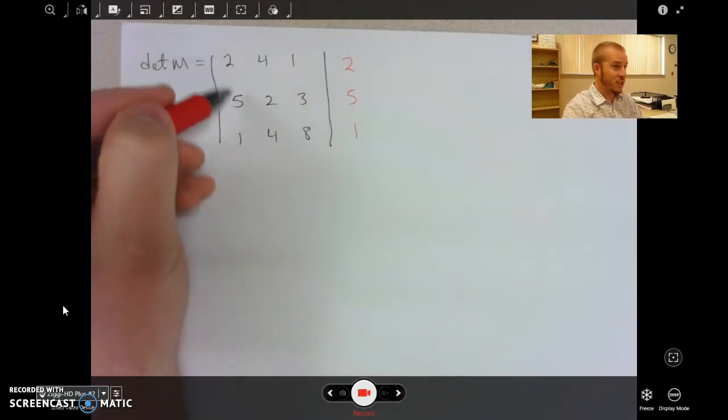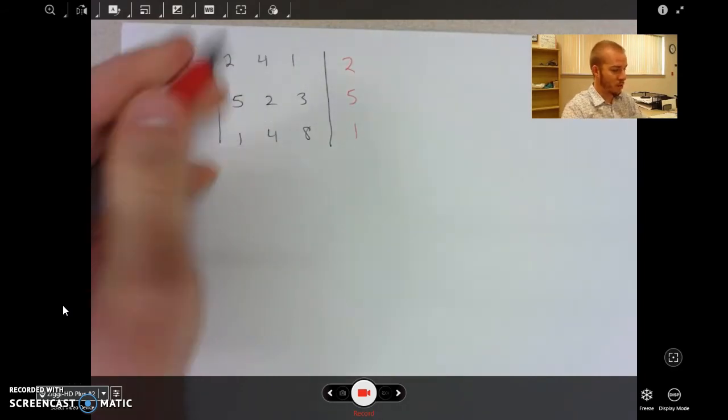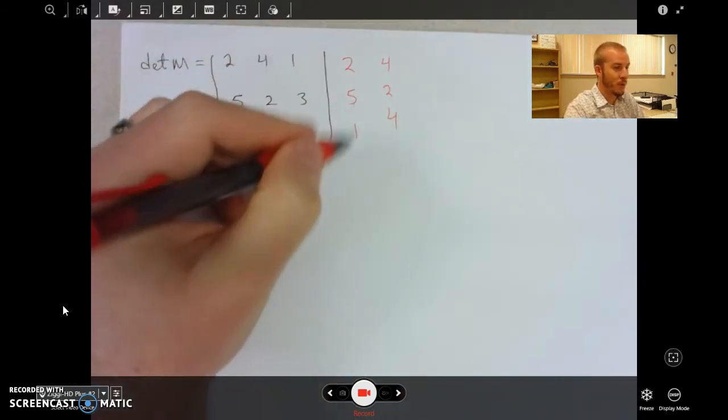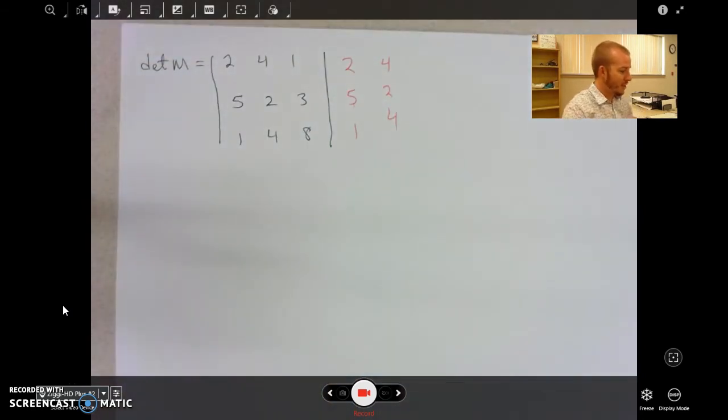So we wrote down the same column right next to it, 2, 5, 1, and we're going to do that again, 4, 2, 4. So just for the first 2 columns, you rewrite them here. Okay. Now this is the trick in order to find the determinant. This is what you're going to do.